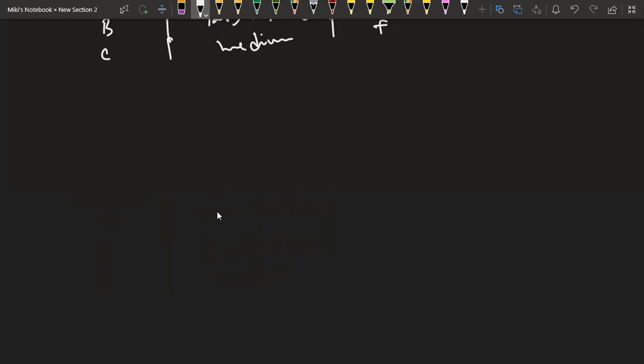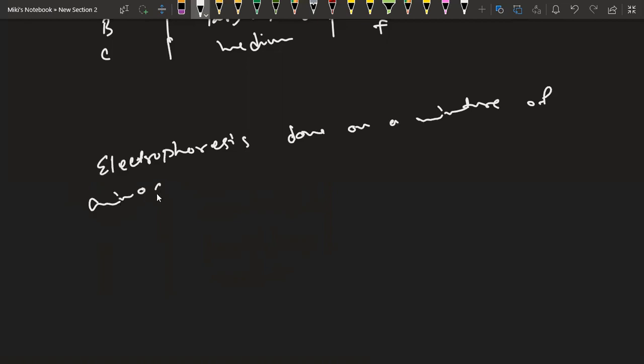Now let's do a couple more examples to see what other types of questions can appear. The question mentions electrophoresis done on a mixture of amino acids at pH 7. They're mentioning what amino acids are present: glycine, lysine, and glutamic acid.